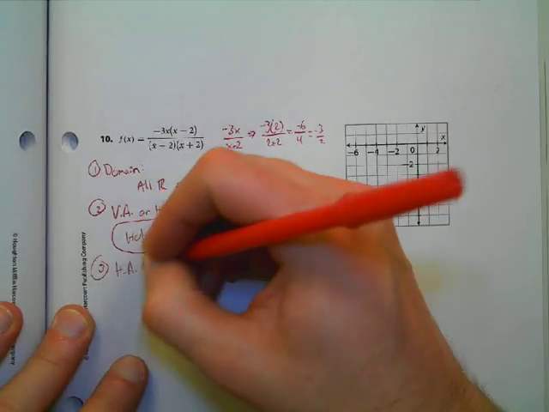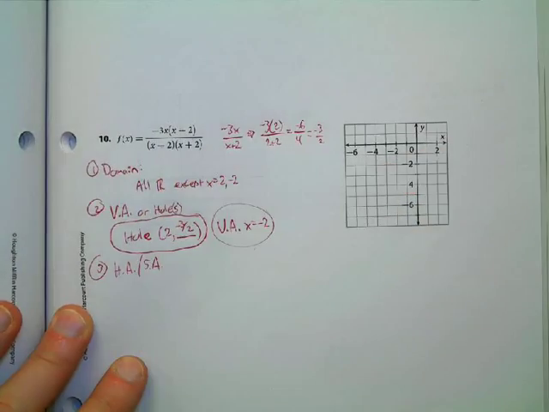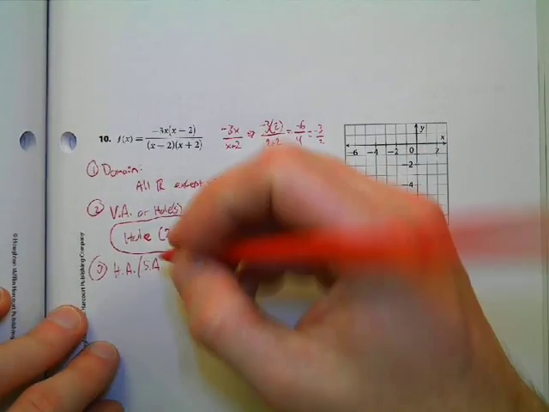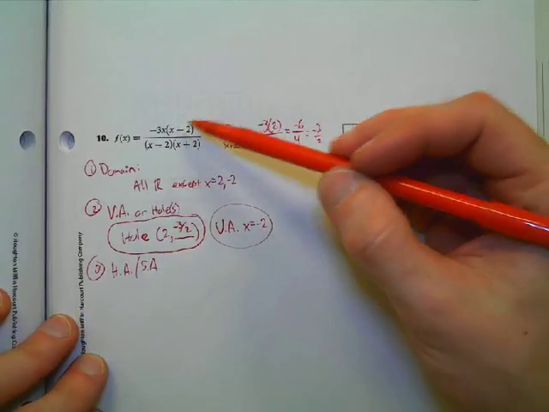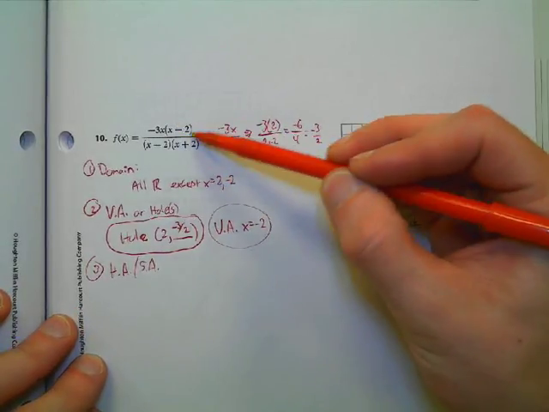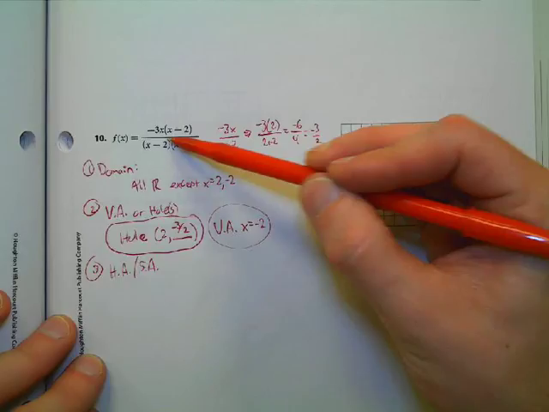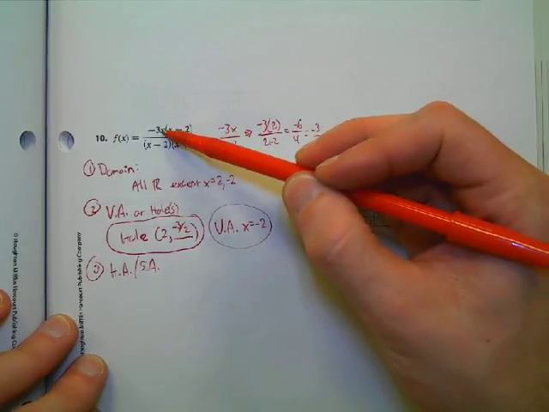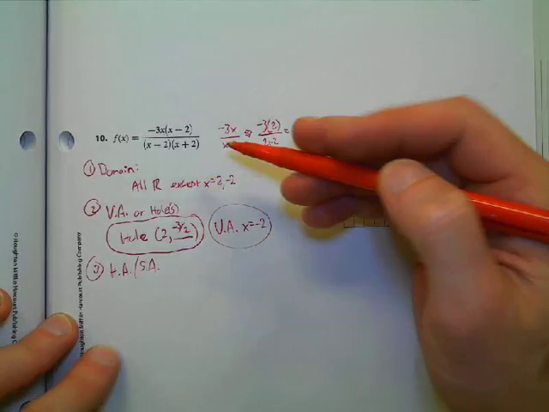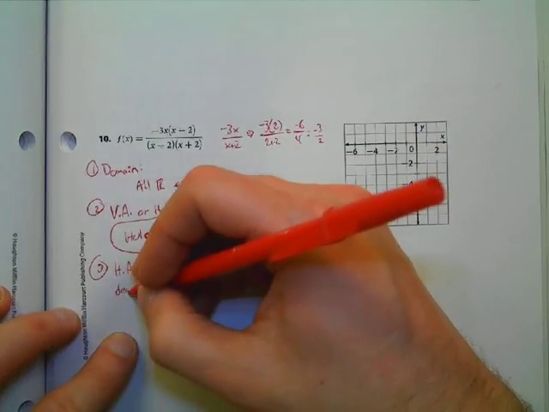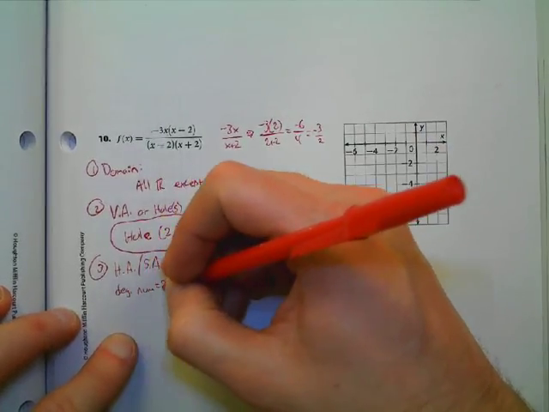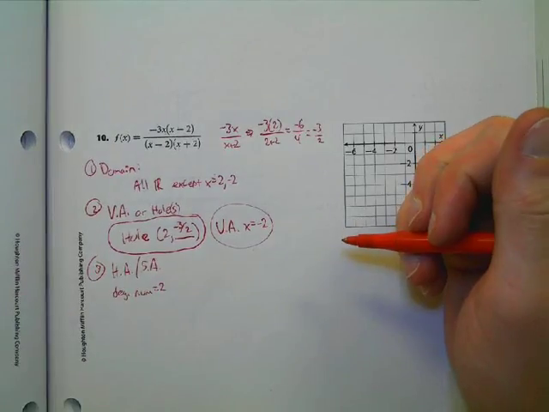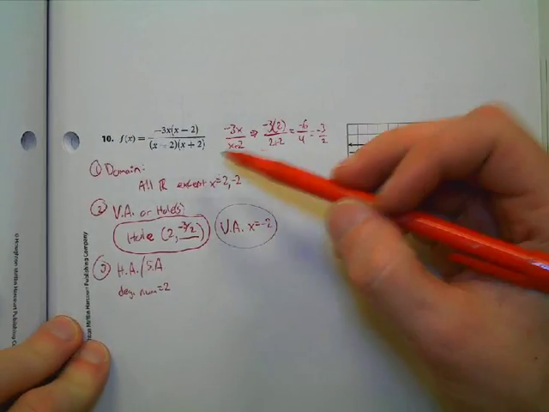So then our horizontal asymptote is the ratio of the lead coefficients. What's going to be the lead coefficient in the numerator? Yeah, good. What's going to be the lead coefficient in the denominator? 1. Yes, very good. It's a 1x and a 1x, multiplying together. So negative 3 over 1, or just negative 3. Okay, good job, guys.